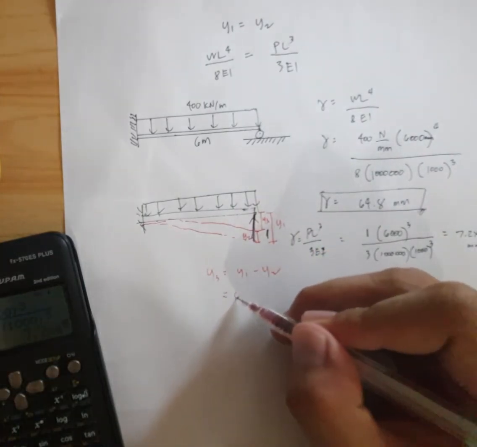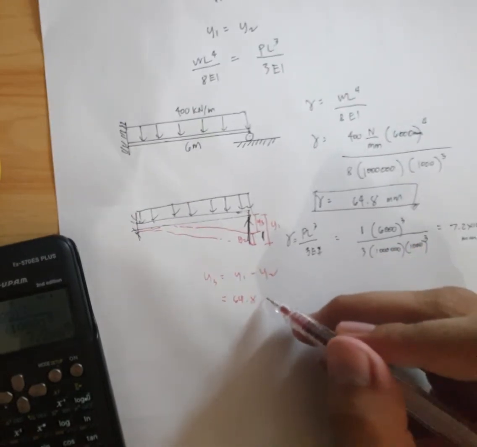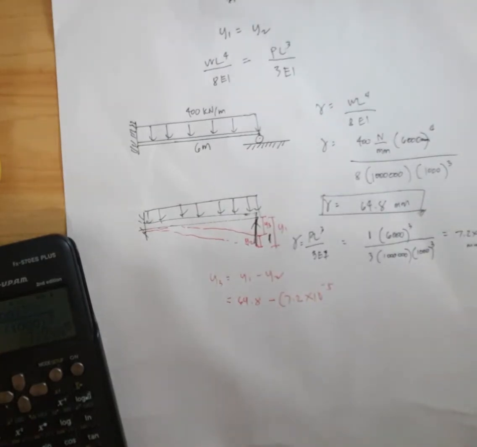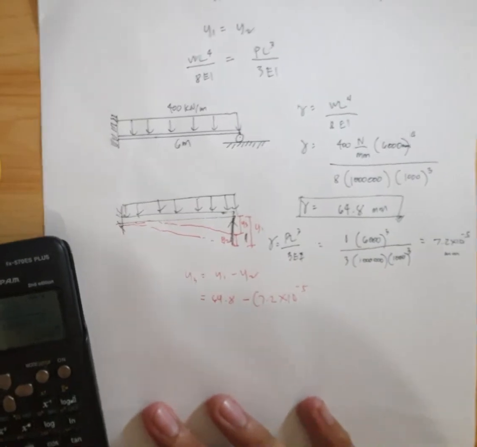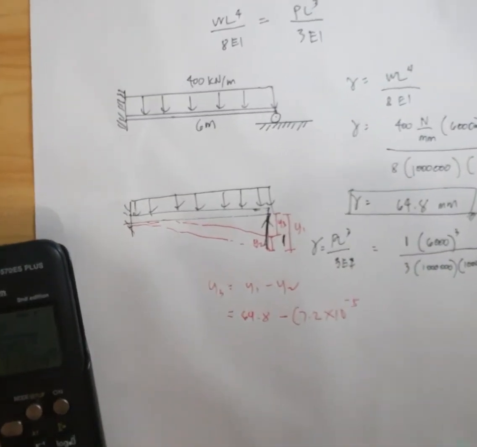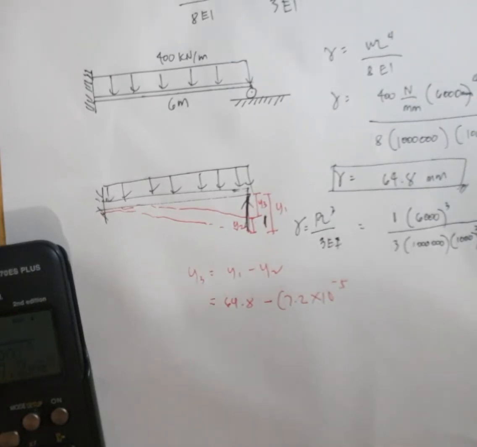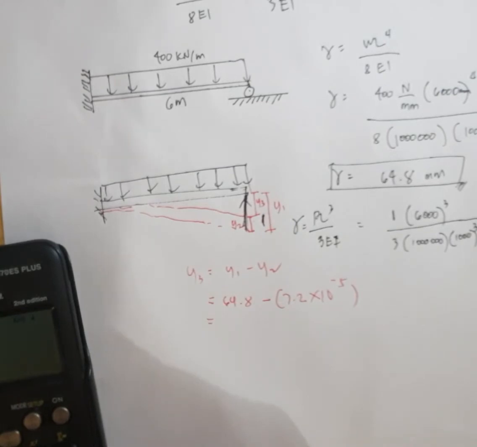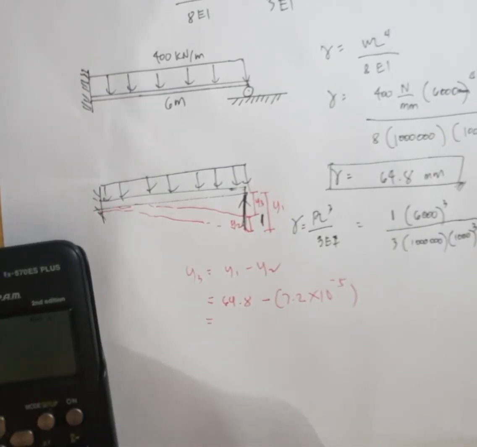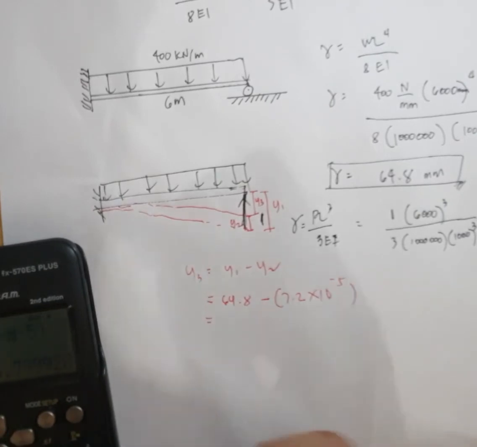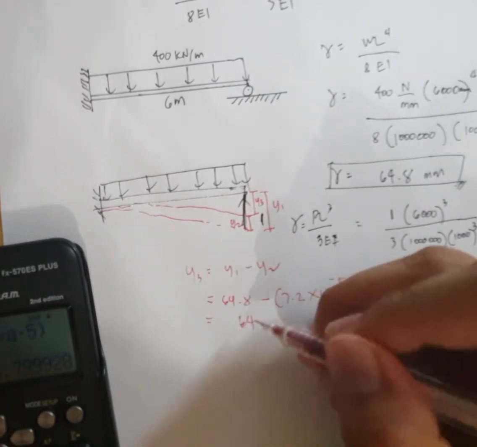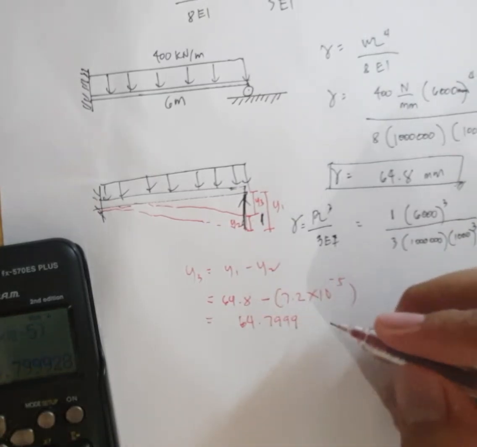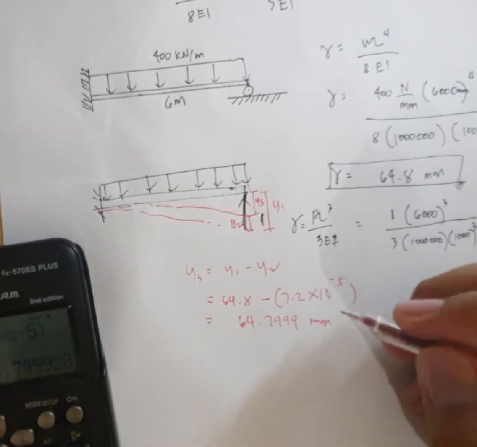So that is 64.8 mm minus 7.2 times 10 to the negative 5. So almost negligible lang ang effect sa 1. That is 64.79999 mm.